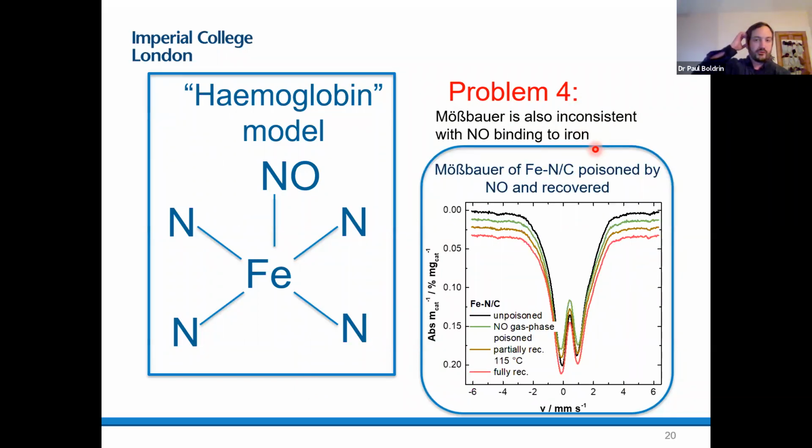And the fourth problem was that we sent some of this poisoned material off to have this technique called Mossbauer done to it, which is very sensitive to the exact chemical surroundings of iron. I'm not going to describe the results, but they were basically completely inconsistent with the nitric oxide, in the quantities that we were observing, binding to iron.